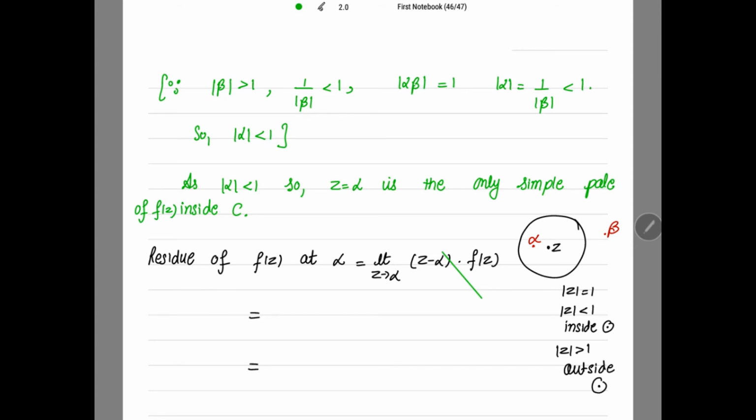So I'm having two things: mod alpha strictly less than 1 and mod beta strictly greater than 1. So which of the poles falls inside the circle? Yes, alpha. Very good. Because suppose this is your circle, mod z is equal to 1. Mod z less than 1 means inside the circle and greater than 1 means outside the circle. Because mod alpha is strictly less than 1, alpha lies inside the circle and mod beta is greater than 1, so beta lies outside the circle.